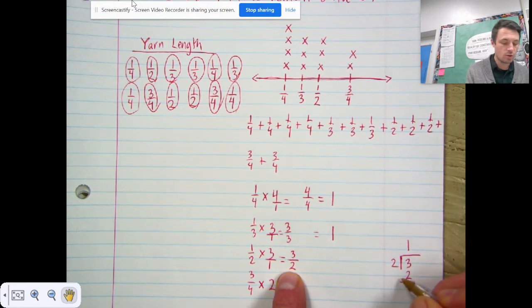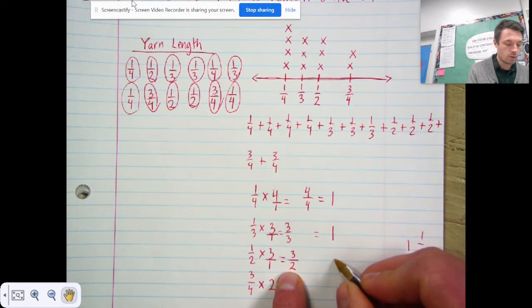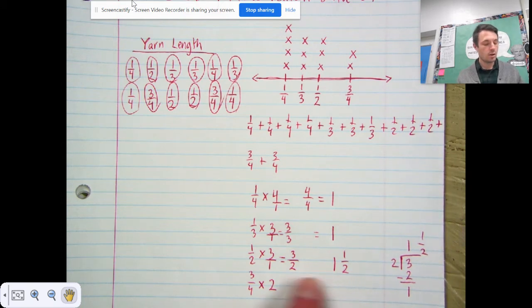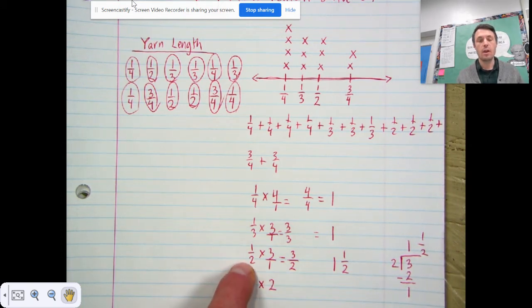1 times 2 is 2. 3 minus 2 is 1. So we have 1, we'll put it right here, we have 1 1/2 of a foot of yarn that is cut into half of a foot strips.